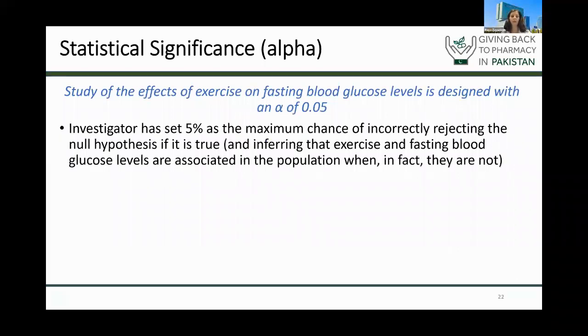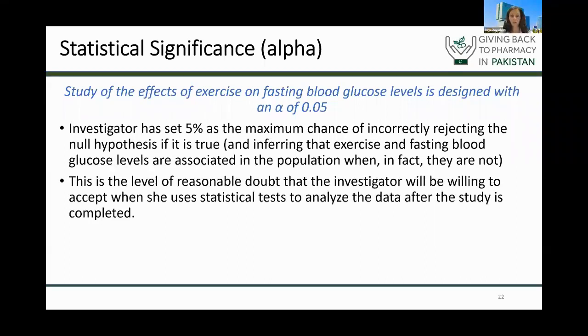This means that we have set 5% as the maximum chance we will accept to make a type 1 error, to incorrectly reject the null hypothesis if it is true, and thus say that exercise and fasting blood glucose levels are associated in the population, which in fact they are not. So I am fine if 5% of the time I come to the wrong conclusion, and it's acceptable, and most studies set an alpha of 5%.